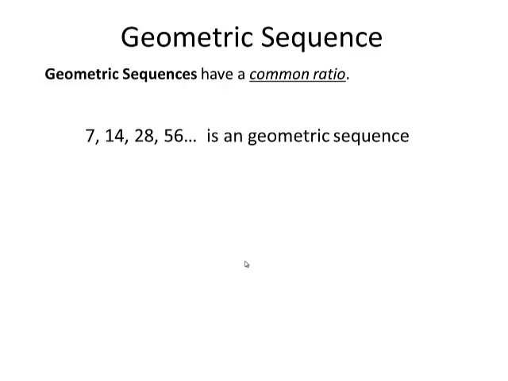Common ratio is if you take the ratio of two numbers, it's always going to be the same number. Or we can say that we're going to have the same multiple each time. 7 times 2 is 14. 14 times 2 is 28. 28 times 2 is 56. This is a geometric sequence because there is the same number being multiplied each time. We call that number the common ratio.